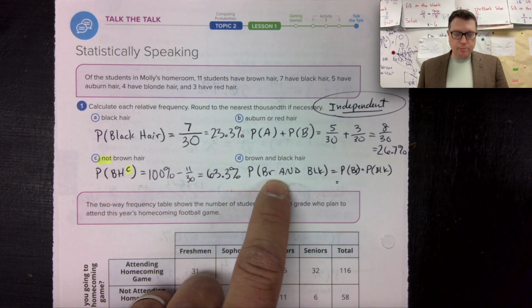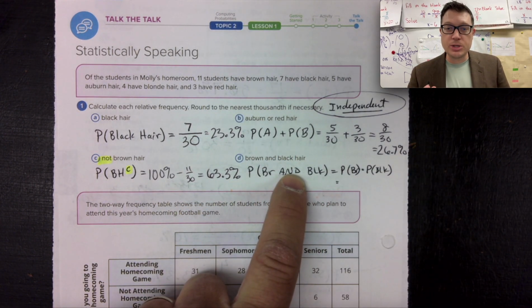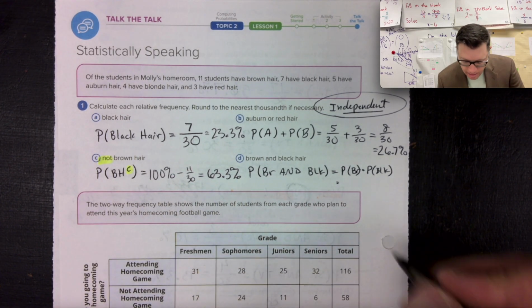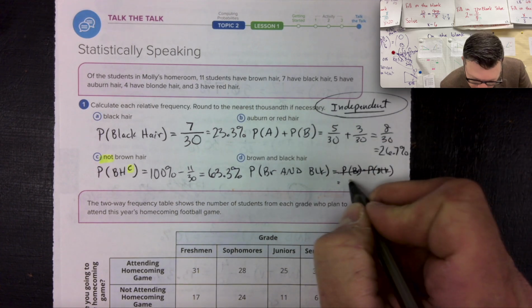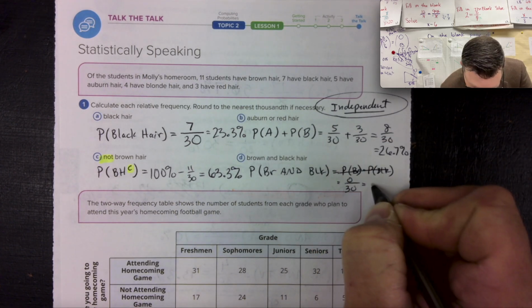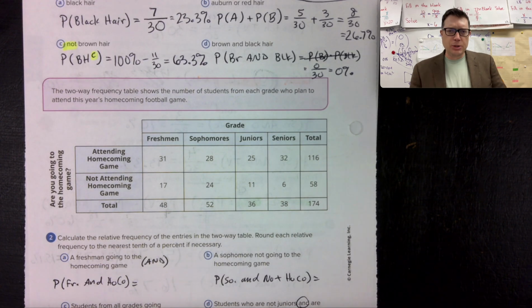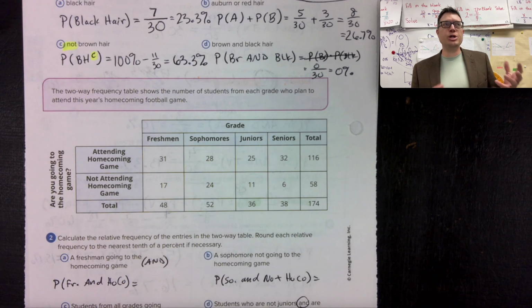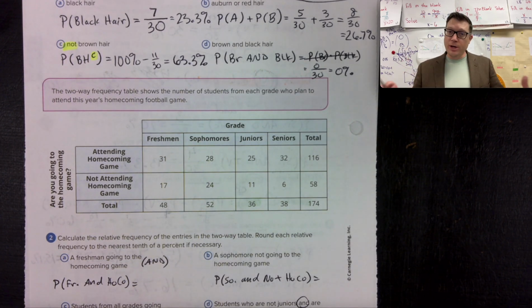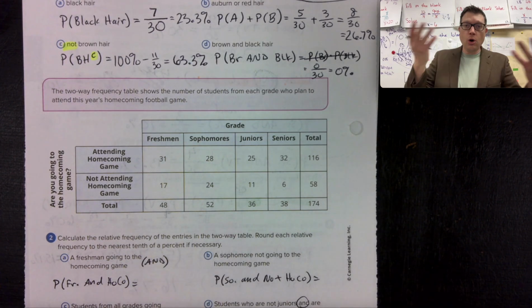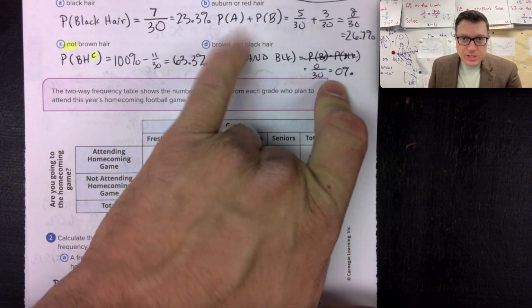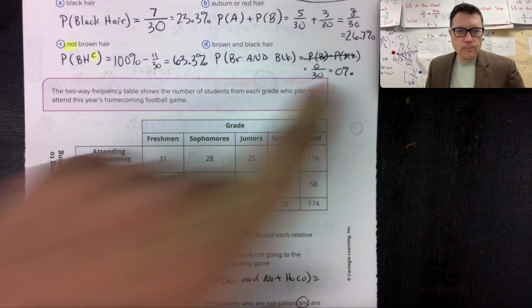Last of all, probability of brown and black hair, that's an intersection. So the probability of brown and black hair, they're independent. It's 0 out of 30, aka 0%. Right, there's no overlap. There's no two-way. It's just one category. In order to do a two-way table, we need 2 categories that have the opportunity to overlap. And if we don't see those, then whenever there's an intersection question, the probability is 0.